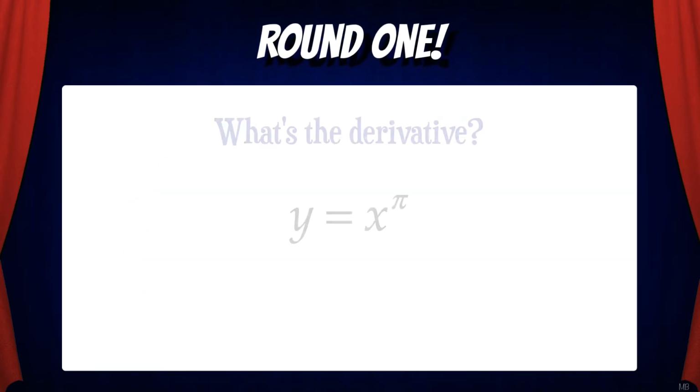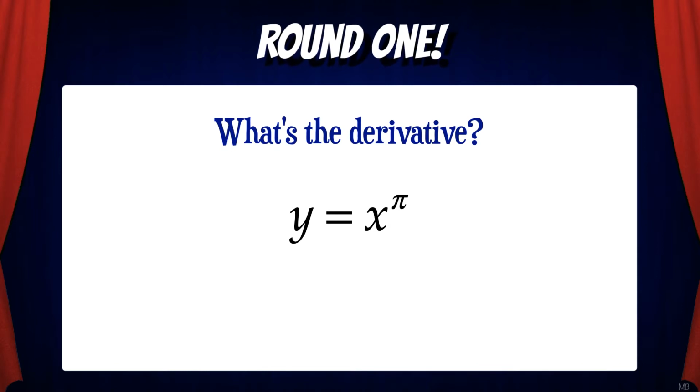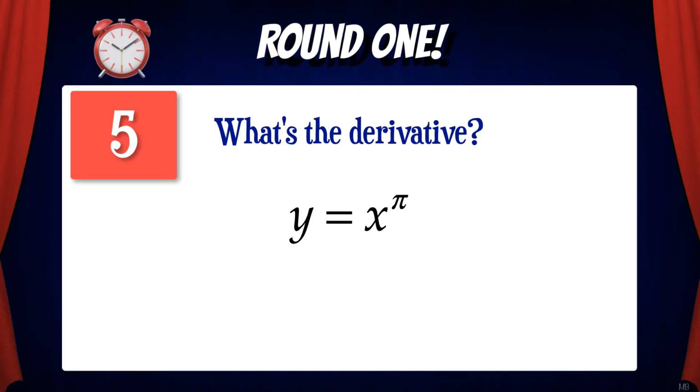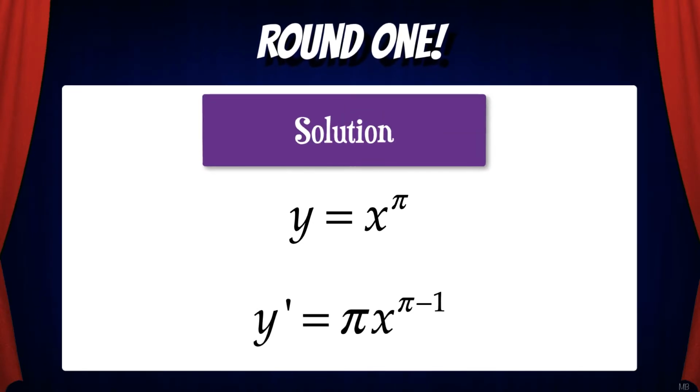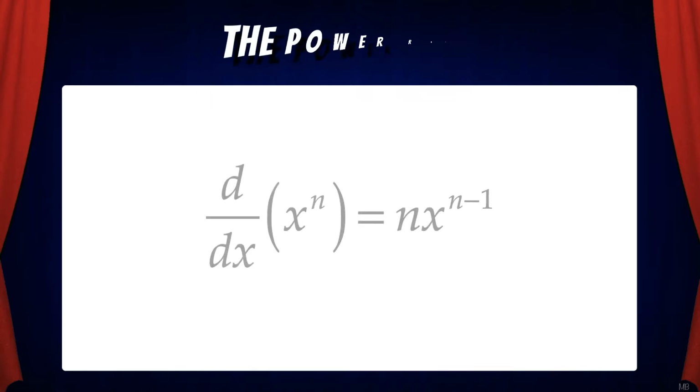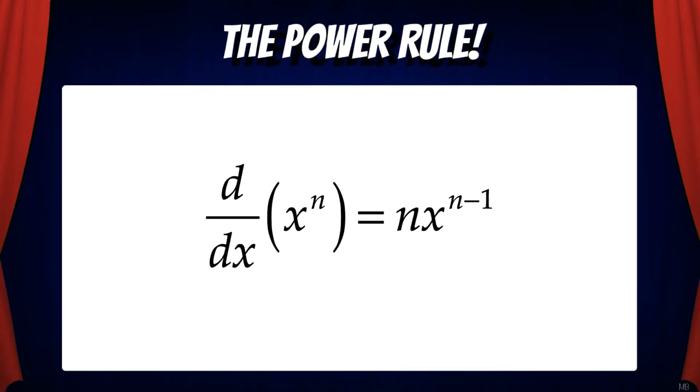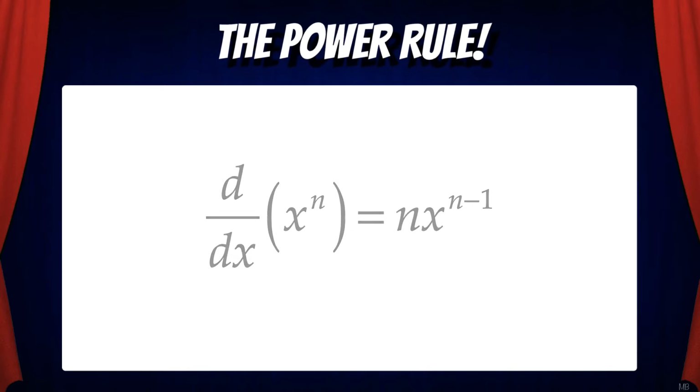Round 1. What's the derivative of y equals x to the pi? The solution, y prime equals pi x to the pi minus 1. Here we just use the power rule. Remember, the derivative of x to the n is n times x to the power of n minus 1.